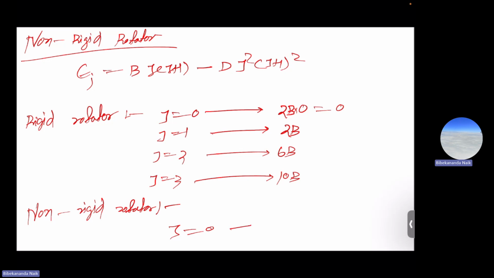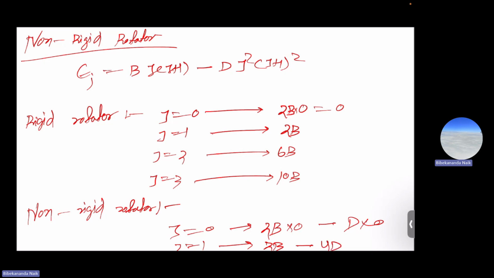For j equal to 0, it will be 2b into 0 minus, there will be this d term. Then for j equal to 1, it will be 2b minus 1 2 square. So 2b minus 4d.